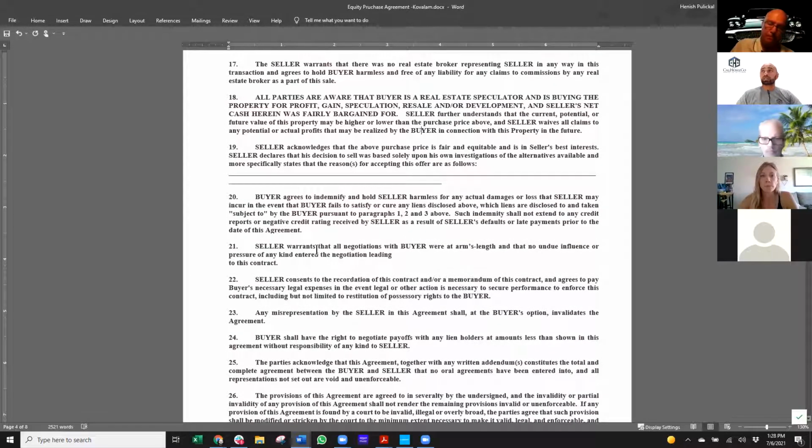Okay. Seller acknowledges that the above purchase price is fair and equitable and is in seller's best interest. Seller declares that his decision to sell was based solely upon his own investigations of the alternatives available, and more specifically states the reason for accepting this offer are as follows. Got a blank here. We need the buyer or the seller to fill this in. What's the reason for selling this house to us? Anyone? To prevent foreclosure? Any other guesses?